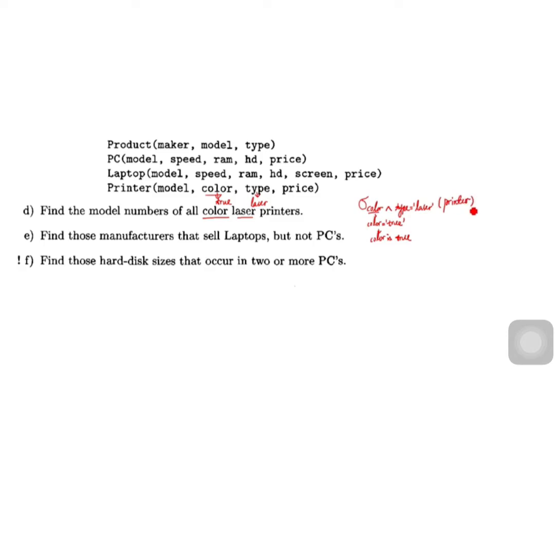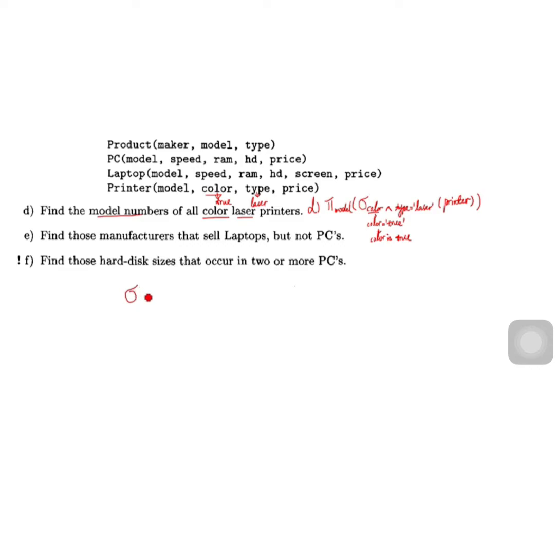And now we'll get model number, so we use projection. Write the model as the subscript. Okay, it's D. Now, E. Find those manufacturers that sell laptops but not PCs. Some of you give me this answer. Okay, I write it down.